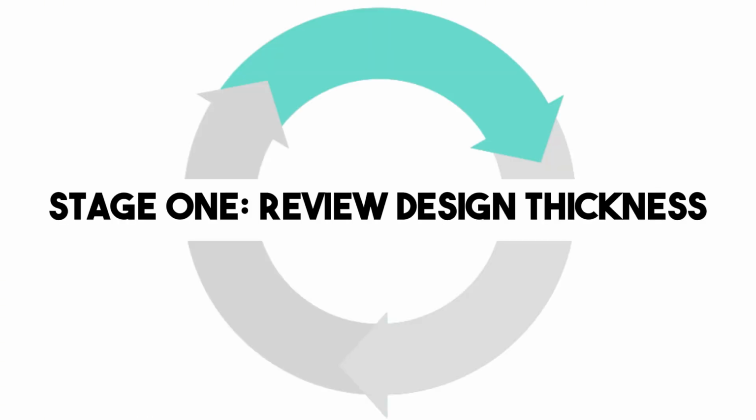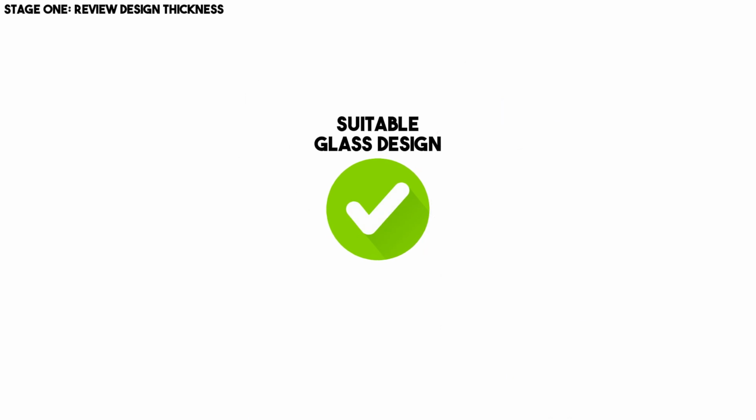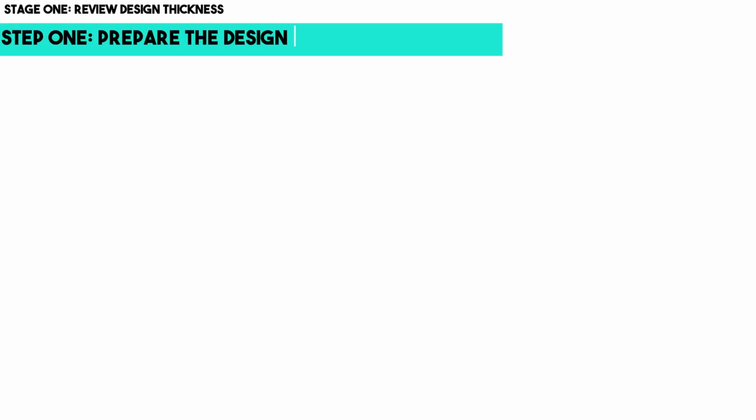Stage 1. Review design thickness. In this step, different loading conditions are applied on the design thickness and the stresses are compared to the strength of the glass. If the stresses do not exceed the strength of the glass, it means the glass design is suitable for the application. Let's start by preparing the design thickness geometry.